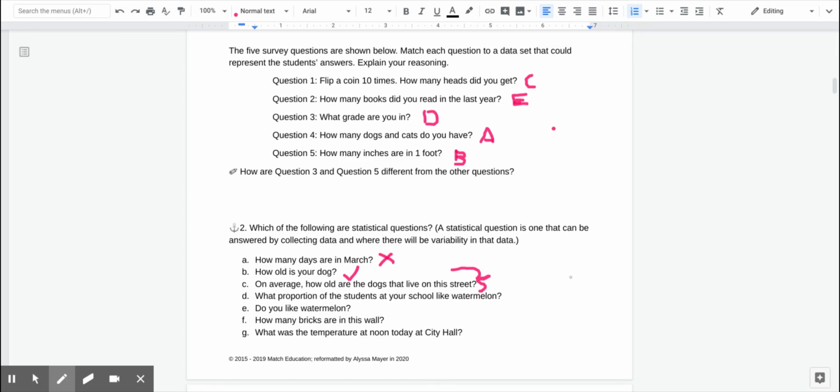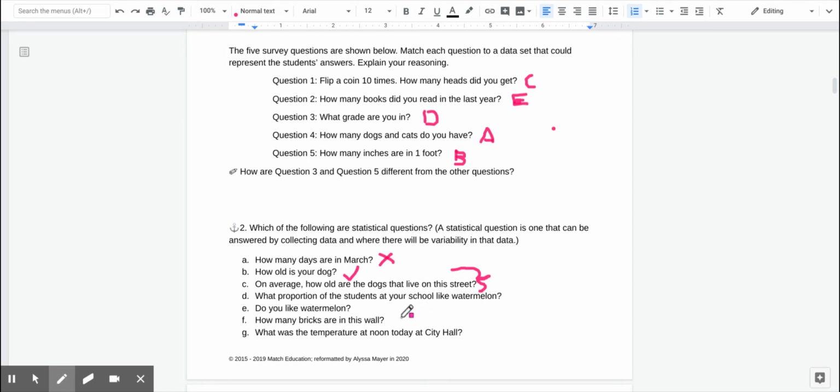What proportion of the students at your school like watermelon? If we're asking a bunch of people, do you like watermelon? Do you not like watermelon? Then that does indeed make it a statistical question. If we're just asking you or just asking me, the answer might be yes or no, but it doesn't yield a data set. If, like in the example before, we're asking multiple people this question, then we can get a data set.